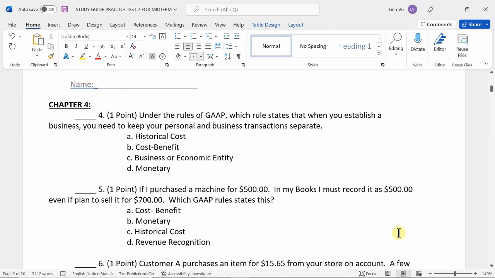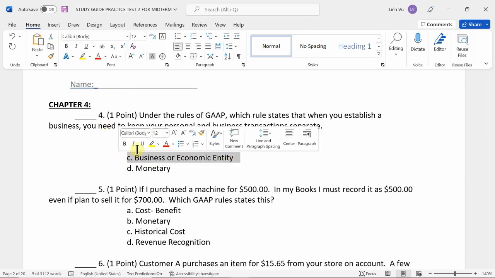Next section here, chapter 4, right? Do a little example of GAAP questions here. Number 4, under the rules of GAAP, which rule states that when you establish a business, you need to keep your personal and business transactions separate? Business or economic entity. Good.